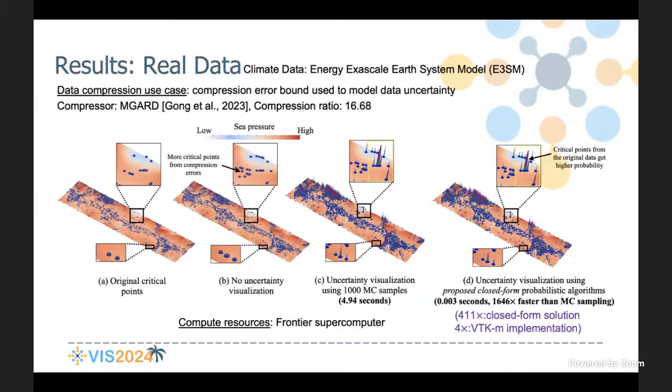Now, here is a real data set. For the climate data, the leftmost image shows critical points representing the cyclone centers. And we compress this data by a factor of 16. Column C shows the probabilistic result obtained with Monte Carlo, which takes about 5 seconds to compute. Whereas in the rightmost image, our proposed closed form solutions themselves give a speedup of 411. And then VTKM or the parallel library gives a further speedup of 4x, totaling a 1646 speedup.